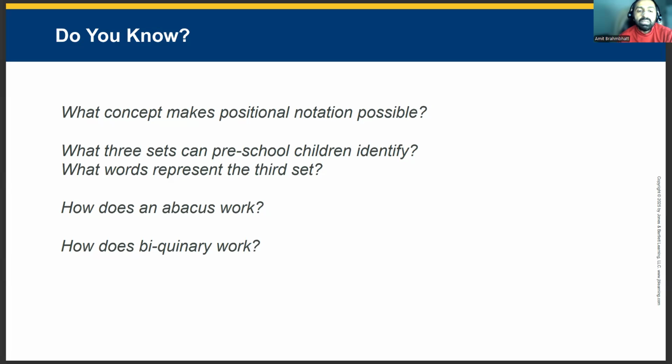emphasize early numerical reasoning. The slide also revisits the abacus and introduces the biquinary system, which combines 2 and 5 based counting methods. These questions encourage students to think beyond formulas and connect number systems to both historical tools and modern computing concepts. So here was your chapter 2.